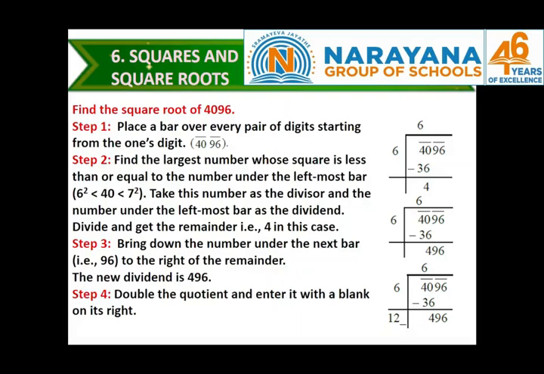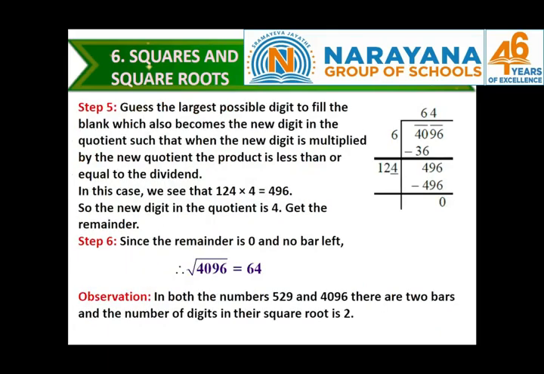Now I put 2. 122 into 2 is 244. Is it satisfied? No. 3 is not satisfied. 4, yes. 124 into 4 is 496. So while subtracting I get remainder 0. Therefore the square root of 4096 is equal to 64. That quotient is the answer.